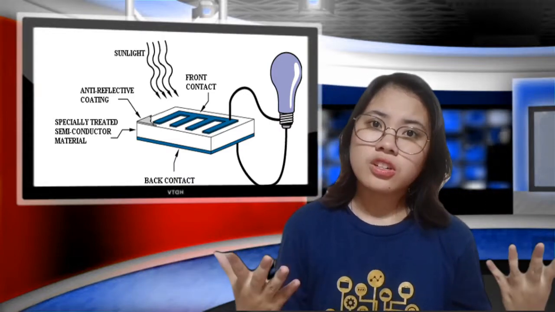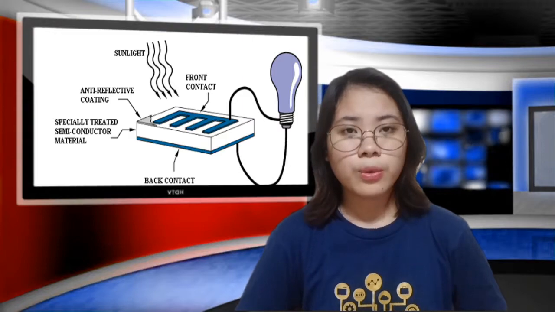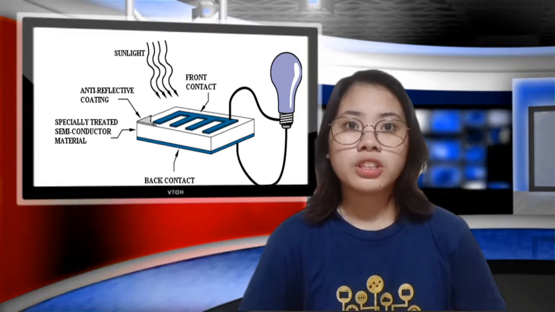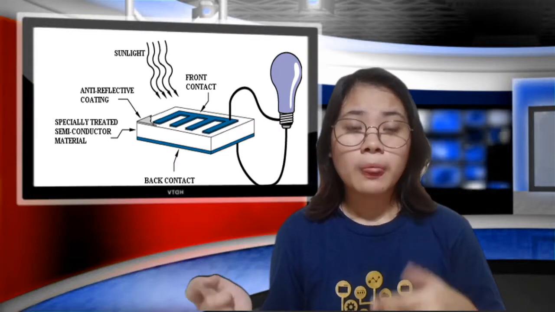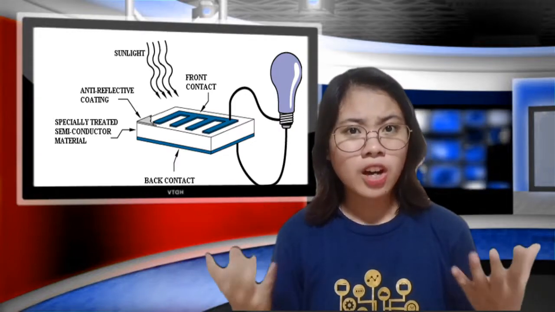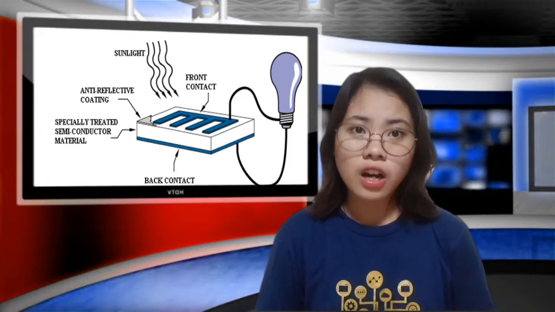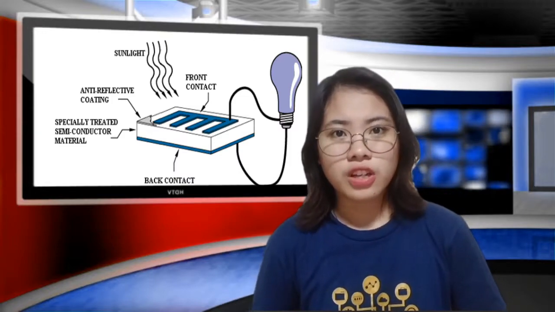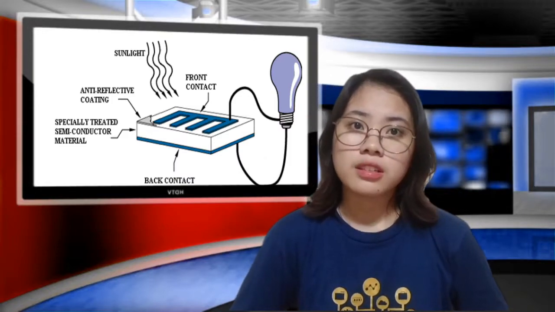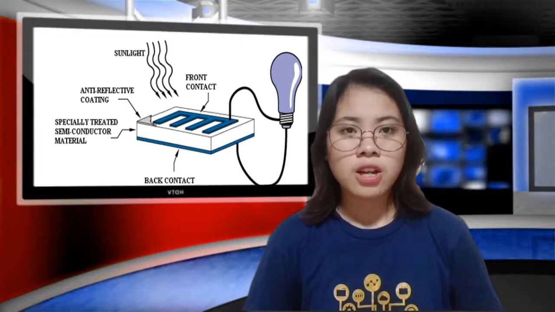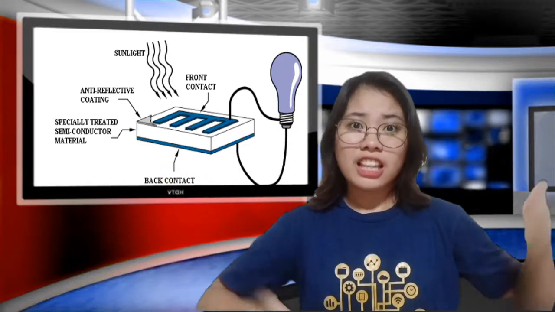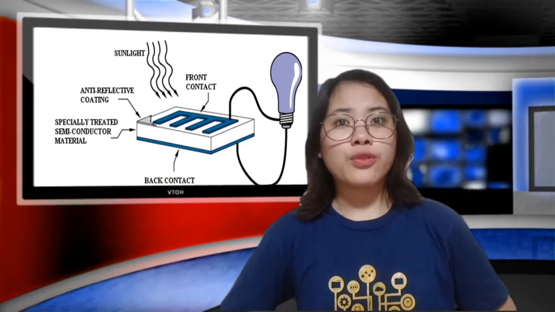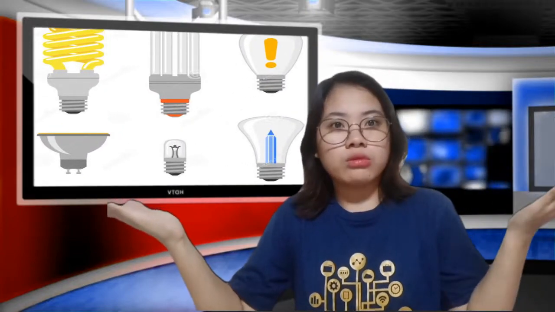The electrons are knocked loose from the atoms in the semiconductor material when light energy reaches the solar cell. The electrons can then be captured in the form of electrical current if electrical conductors are coupled to the positive and negative sides, producing an electrical circuit. After that, the electricity can be utilized to power a load such as a lamp or a tool.